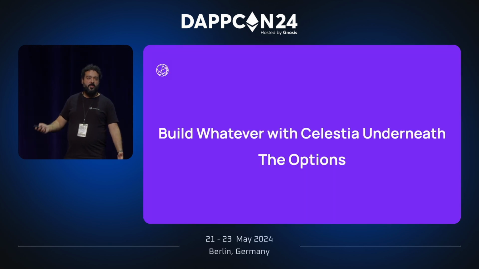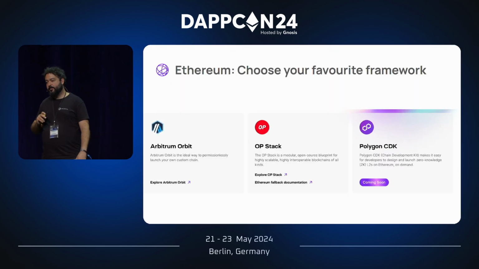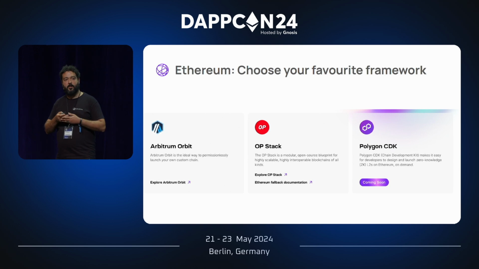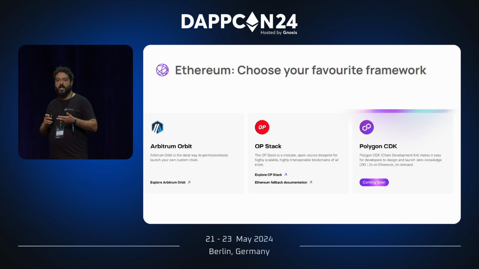So what are the options concretely today? I was told that the audience here will be very Ethereum focused, so if you don't want to, you don't have to learn anything new. You can use your favorite EVM stack, write your code in Solidity, for instance, and use Arbitrum Orbit or Optimism's OP stack to build on Celestia today.